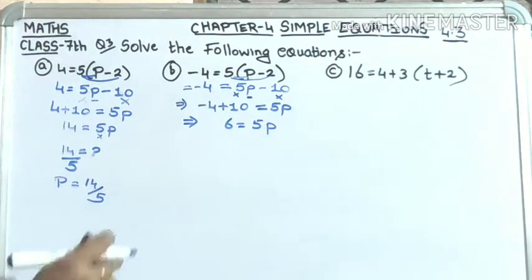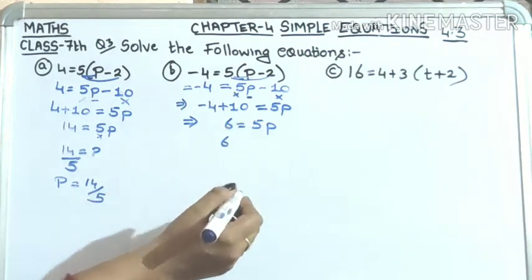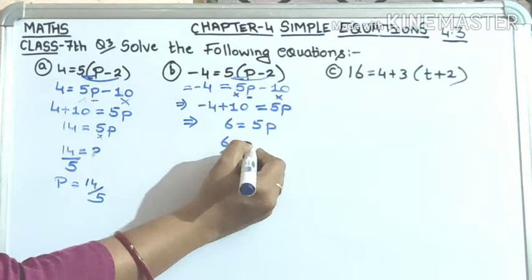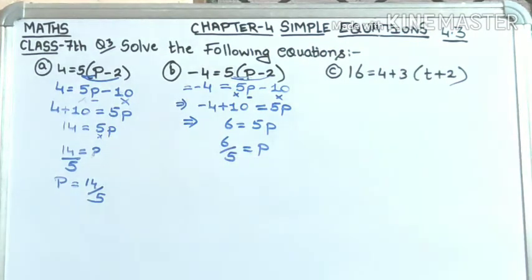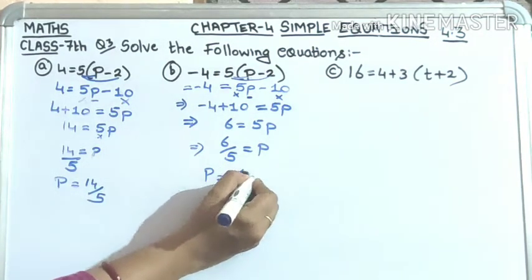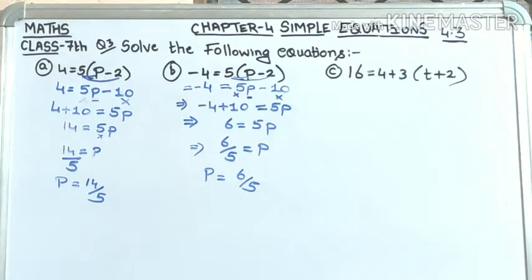Now what we have to do, we have to remove this 5 also with the variable p. So this 5 is given in the numerator, when it will be transposed, it will be written in the denominator. So it will become 6 upon 5 equal to p. And we can write it as p equal to 6 upon 5. So this is the answer for the B1.